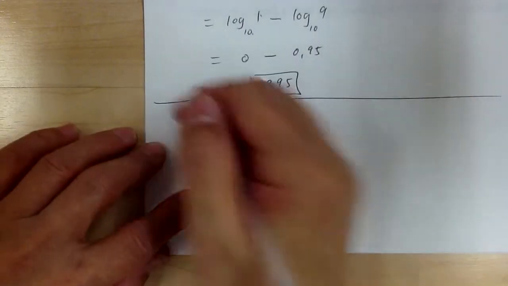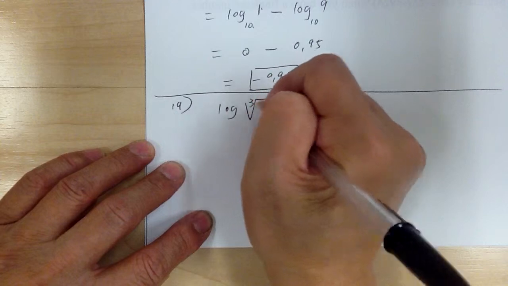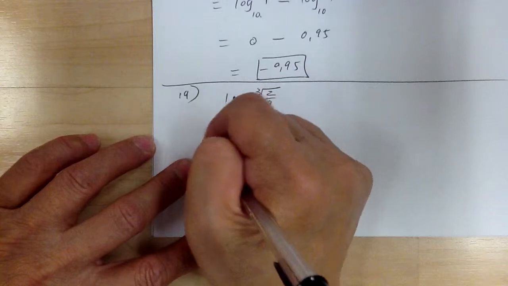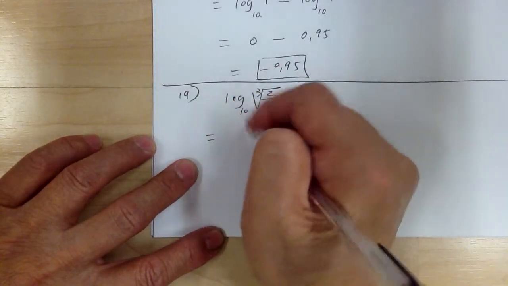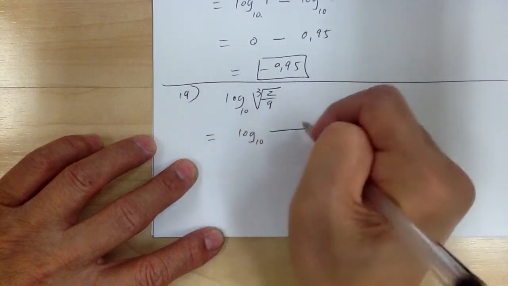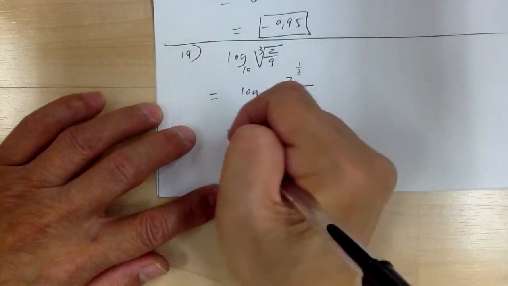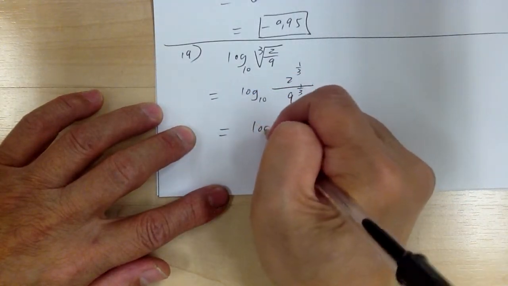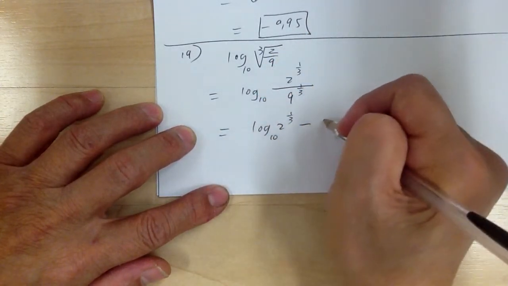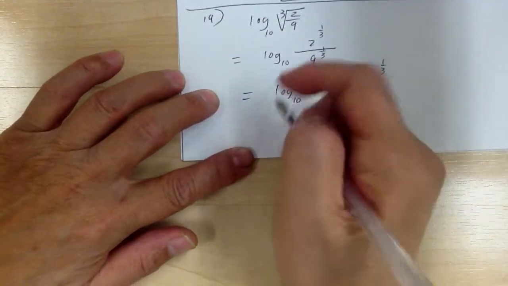Okay, let's go to 19. You have log of cube root of 2 over 9 base 10. So this is equal to, let's go and convert into exponent form first. So it's going to be 2 to the 1/3 power over 9 to the 1/3 power. So this is going to be equal to log of, let's do one step at a time. Okay, and the 1/3 comes to the front.